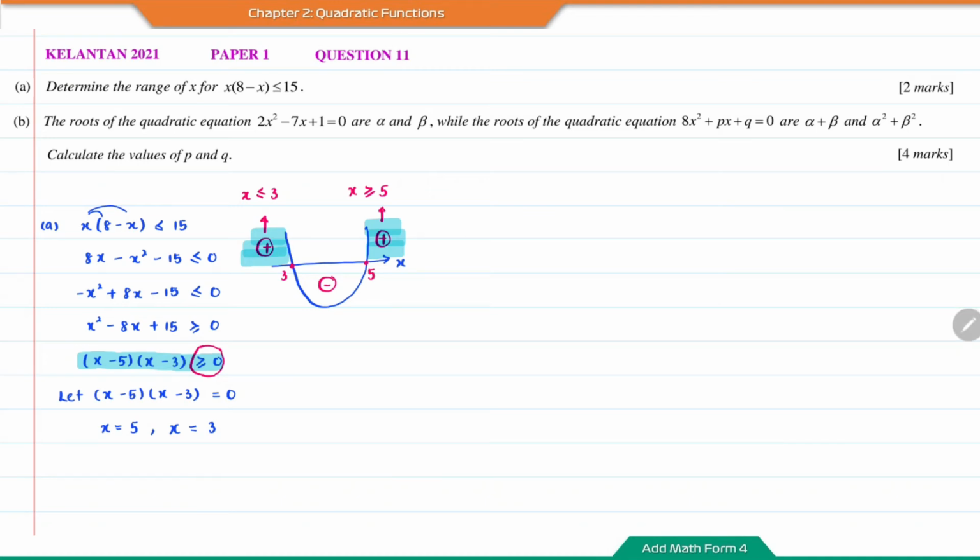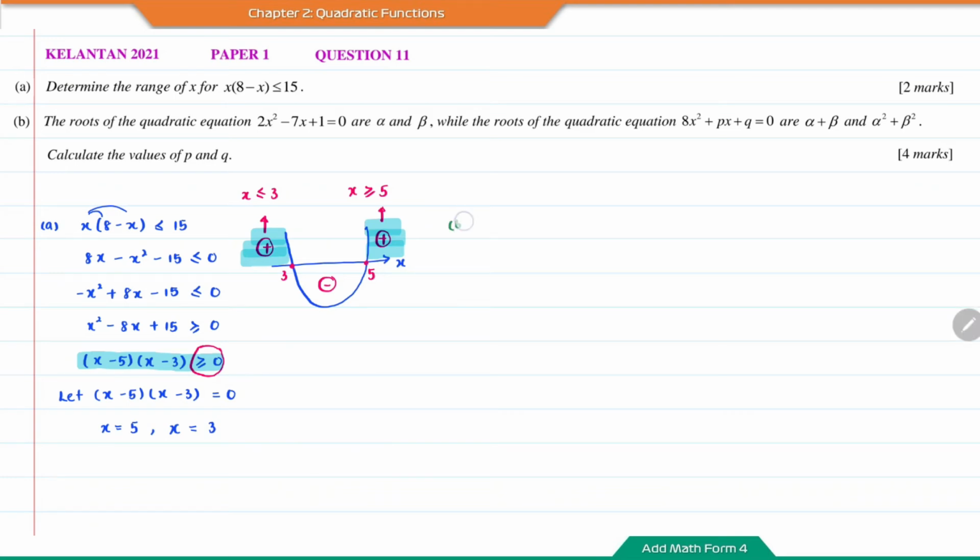Now, let us move to question B. The roots of the quadratic equation 2x squared minus 7x plus 1 equal to 0 are alpha and beta, while the roots of the quadratic equation 8x squared plus px plus q equal to 0 are alpha plus beta and alpha squared plus beta squared. So calculate the value of p and q.